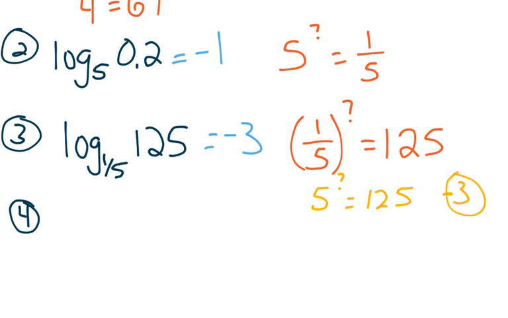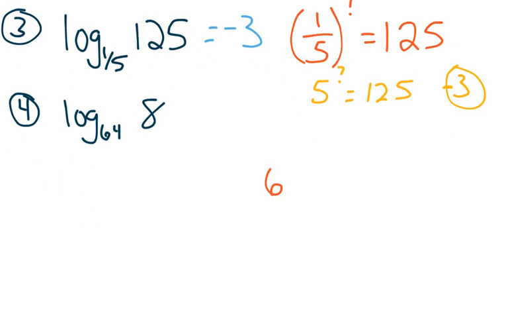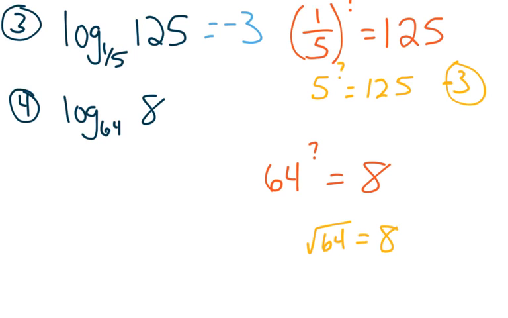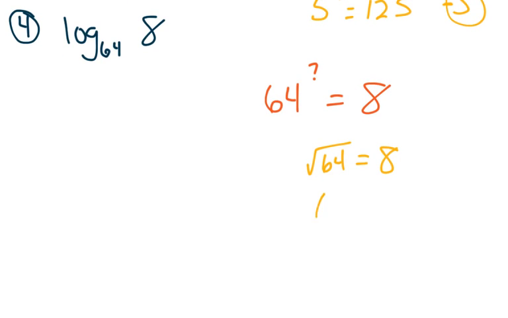And then the last one here, number 4, log base 64 of 8. Again, think about it exponentially. 64 to what power is equal to 8? Well, I know 64 and 8. 8 is the square root of 64. So if I did the square root of 64, that would be 8. To turn a square root into an exponent, remember the square root is the 1/2 power. So 64 to the 1/2 power is 8. So your answer here for number 4 is going to be 1/2, because it's 64 to the 1/2 power, or the square root of 64.